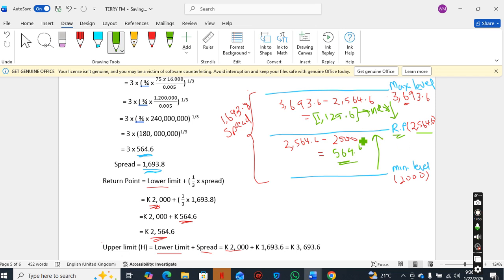And if you add these two, 1,129.6 plus 564.6, you should get this spread here, or a number similar to that. Yes. Any questions?